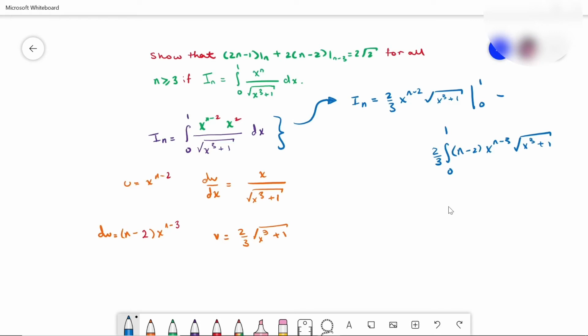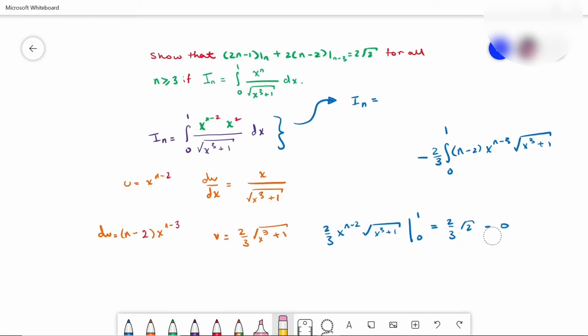Okay, so let's look at this top bit first. So if we plug in 1 into it, we're going to get 2/3 times 1 times the square root of 1 cubed plus 1, which is the square root of 2. So we have 2/3 square root of 2 minus, if we plug in 0, well, we have 0 here, which makes everything 0, so minus 0, which is just 2/3 of the square root of 2. So we can put that here.